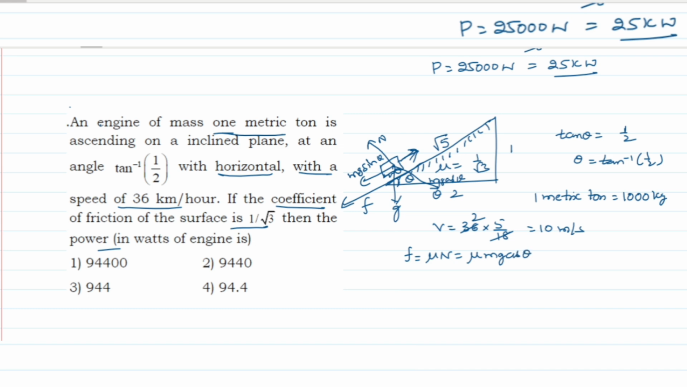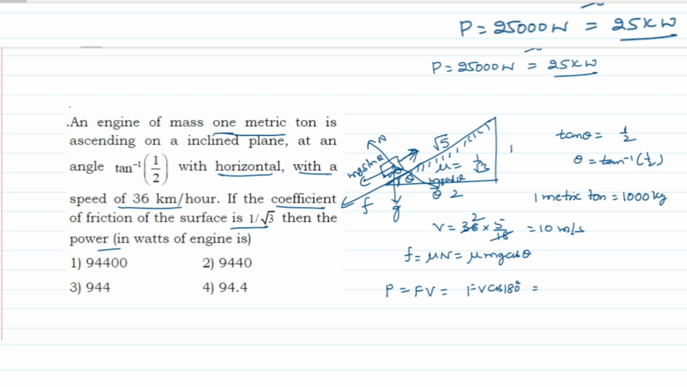Now they are asking for the power. P equals F into V. What are the forces? One is the gravitational force, and the second is the frictional force. Both act opposite to the motion of the body. So F bar dot V bar is F cos 180.